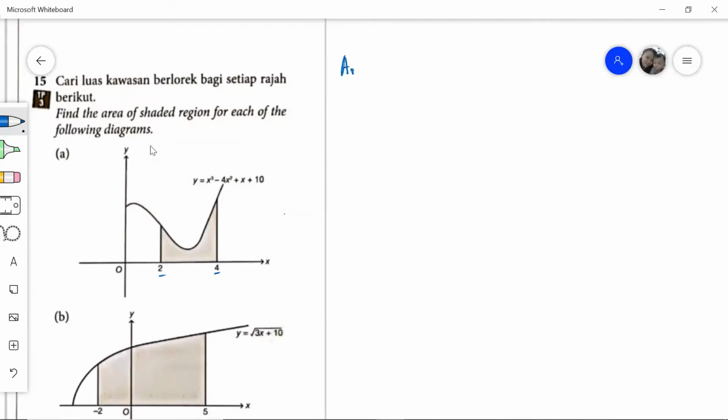So the area of the shaded region is equivalent to integrating from 2 to 4 under this curve. The equation of the curve is y, so we have to write y with respect to x. That means the expression of y must be written in x: x cubed minus 4x squared plus x plus 10.